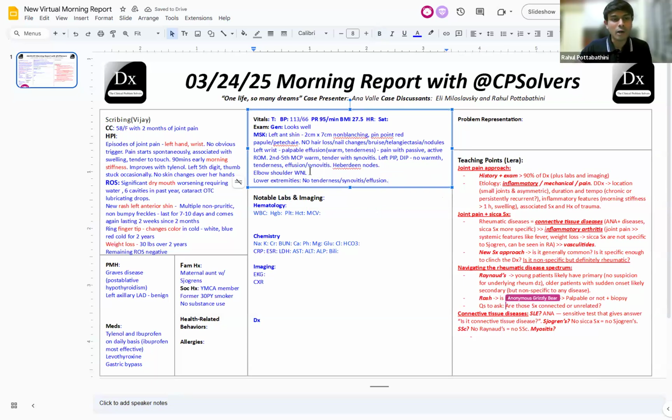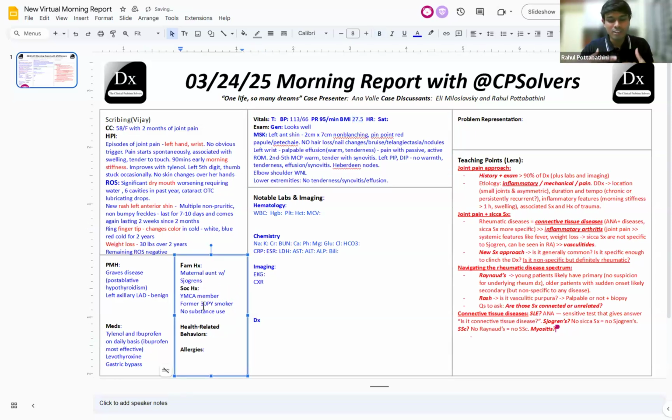Now we have a significant family history of Sjogren's in the maternal aunt and a smoking history with 30 pack-years. Now how are you going to approach this scenario, and how to narrow your differential, or what are the differentials we made?